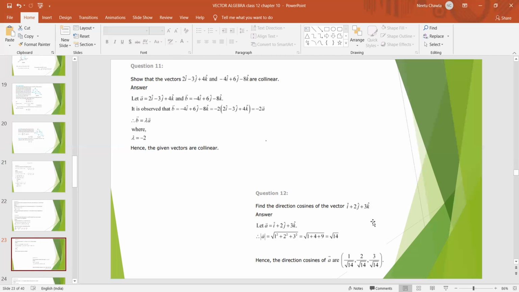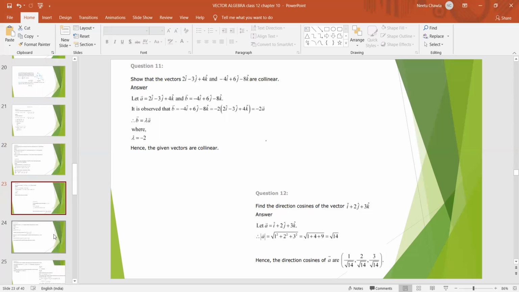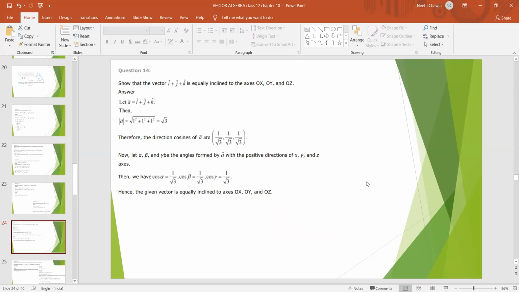Find the direction cosines of the vector i plus 2j plus 3k. For finding the direction cosines, the first thing we have to find is the modulus. The modulus is root 14, which gives us the direction cosines as 1 upon root 14, then the coefficient of j, 2 upon root 14, and third, the coefficient of k, that is 3 upon root 14. Always remember x upon r, y upon r and z upon r are the direction cosines, the formula which we have read in the 10.1 exercise.